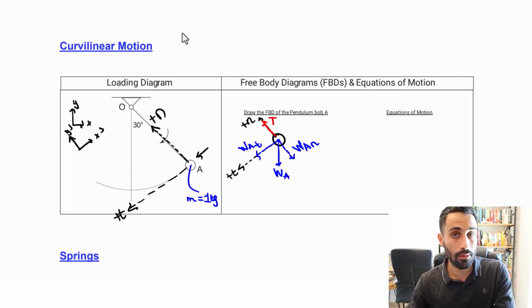But now we have to get the components, and it depends on the angle. This angle is 30 here. Where would we put that? If this is 30, is the angle 30 going to be here, or would we put it here?